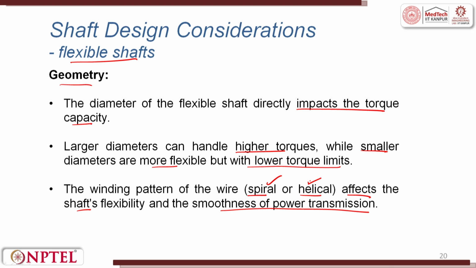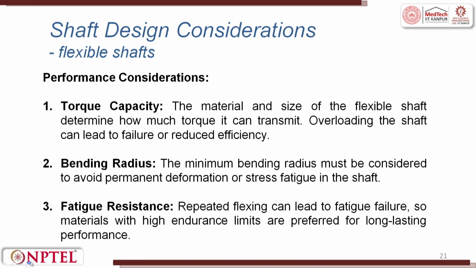So these determine the strength of the shaft. Other than those, the regular criteria that we saw in the previous design apply for flexible shafts as well. The performance considerations such as the torque capacity, the bending radius, the fatigue resistance are taken. In the torque capacity, the material and size of the flexible shaft determine how much torque it can transmit. Overloading the shaft can lead to failure or reduced efficiency. Then comes bending radius. The minimum bending radius must be considered to avoid permanent deformation or stress fatigue in the shaft. Fatigue resistance: again, repeated flexing can lead to fatigue and failure.